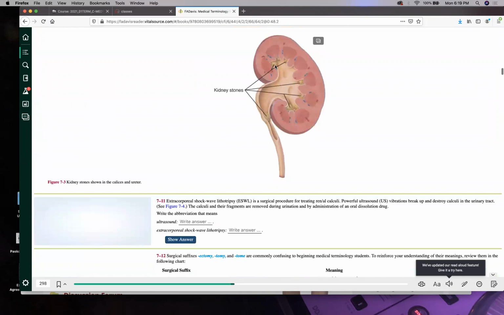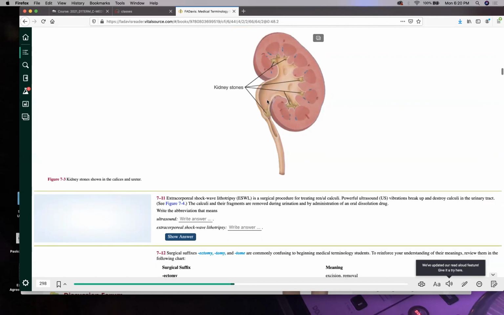Here's some stones, and they're in these little funnels called calyces. And this big funnel here, that's your renal pelvis. So if that thing gets damaged, right, we have to do a pyeloplasty. Or if this area has an inflammation or infection, that's called pyelonephritis.